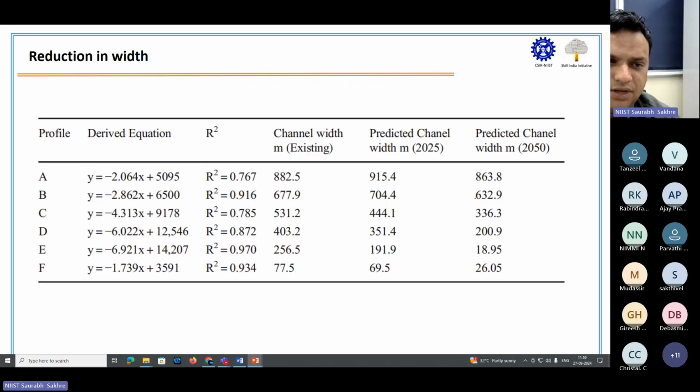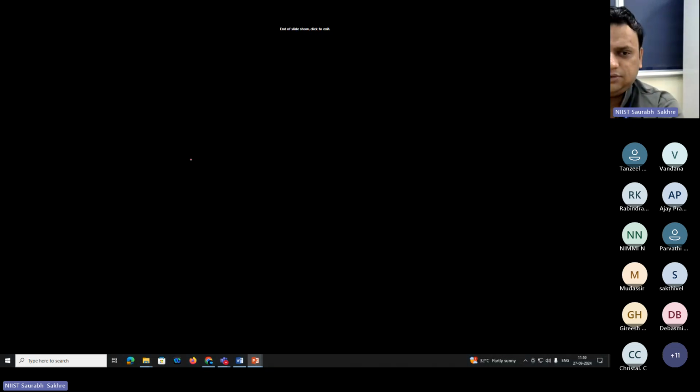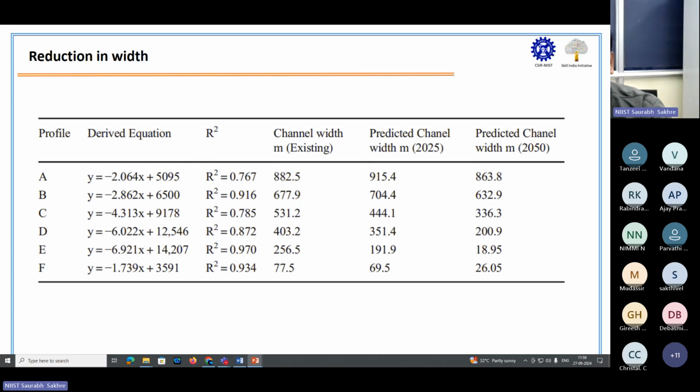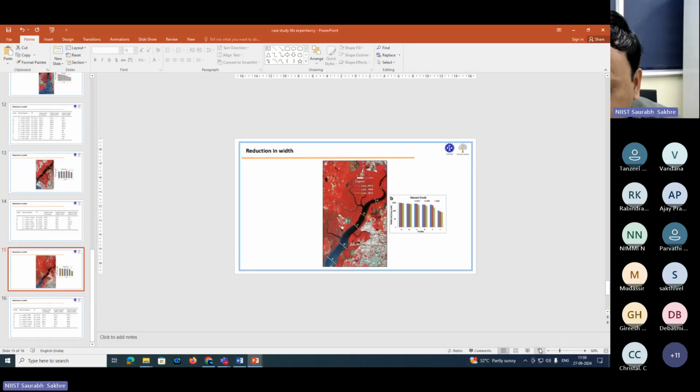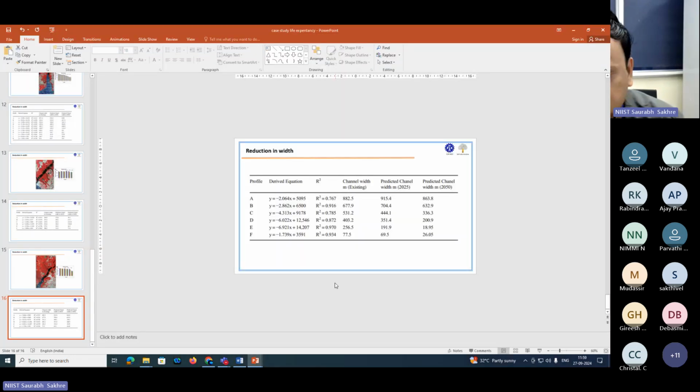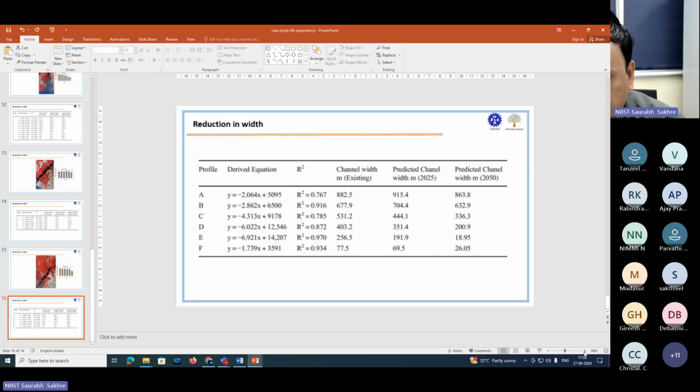Okay, so again we have carried out for this one also that if the same pattern continues, what will be the width in 2025 and what will be the width in 2050. And of course, in all cases, we are getting a similar trend where width is getting reduced. Okay, so this was a small case study in which regression analysis was used to see the change in width of a creek.